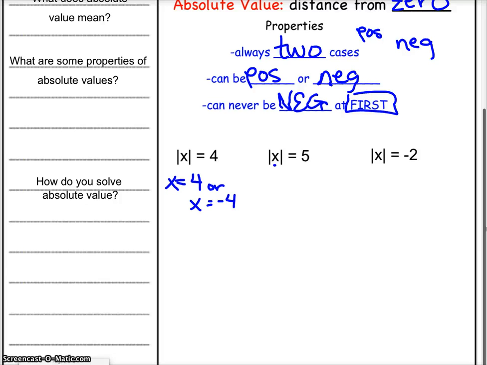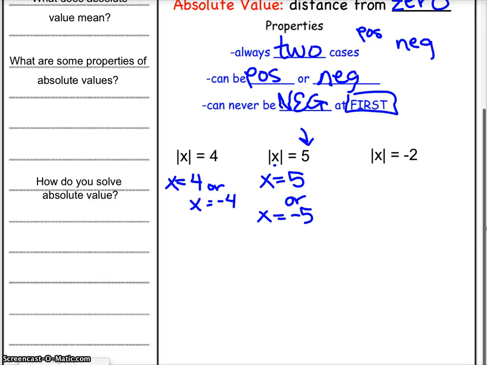Absolute value of x is 5. I'm saying what 2 numbers are 5 away from 0? x can equal what? 5 or negative 5. x equals 5 or x equals negative 5. Those are the 2 numbers that are 5 away from 0. When you solve it, do you have to write x equals 5 or x equals negative 5, or can you just write x equals 5 or negative 5? Oh, sure. That's fine.